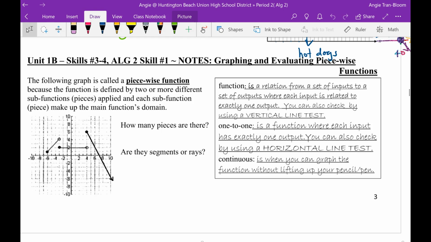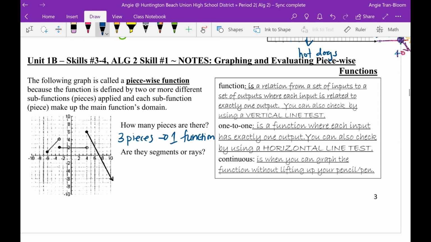So question number one, how many pieces, Sydney, did you see on here? Three, you're right, there are three pieces. Three pieces make up how many functions in here? Three pieces, but how many functions, guys? One piecewise function, okay? Again, three pieces, but one function. That's the difference. It's still just a function, but it's called piecewise because it's made up of multiple pieces.